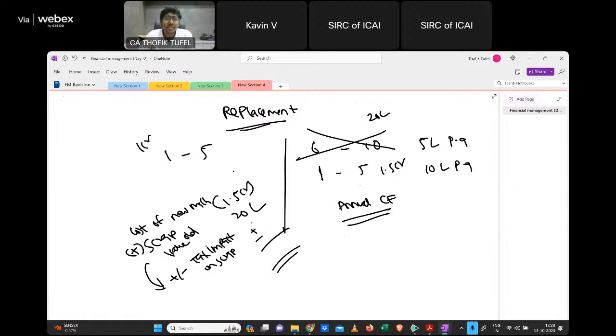When you're taking the decision, definitely you have to purchase the new machinery, definitely you have to sell the old machinery at its value, and definitely the tax impact will come.